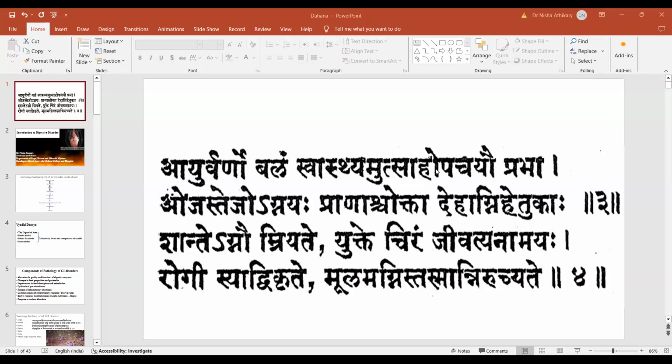Thank you, ma'am. Okay, next question. Ma'am, in case of migraine, along with Amapachana and Agni Deepana, can we give something like Bunimbadi to take care of Pitta along with the liver? Yes, definitely. It's a very good choice of medicine. You can go ahead, definitely.